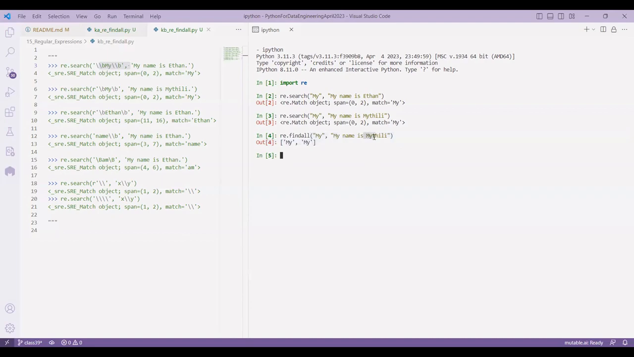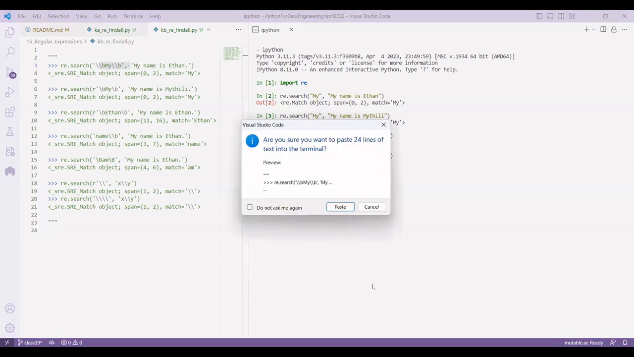Because here also there is a "my" in Maithili, and here also there is a "my" in Maithili. Exactly the same, I didn't give case insensitive; I got the exact case only. But sir, if I want the word "my" only if it is a whole word, and if it is part of some other word I don't want it.